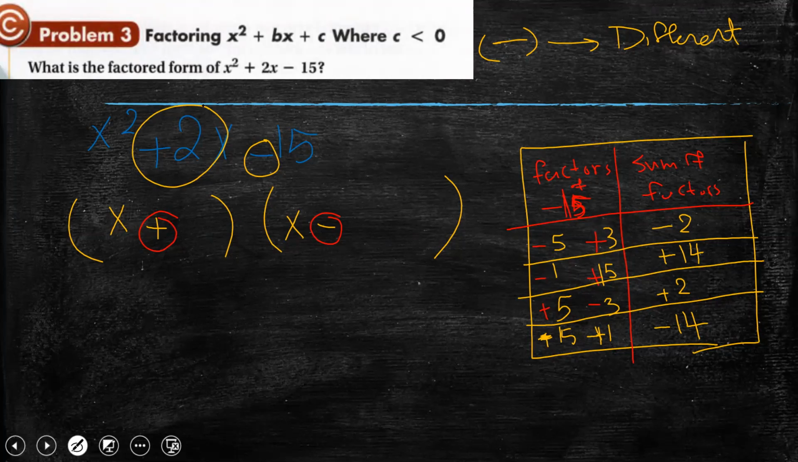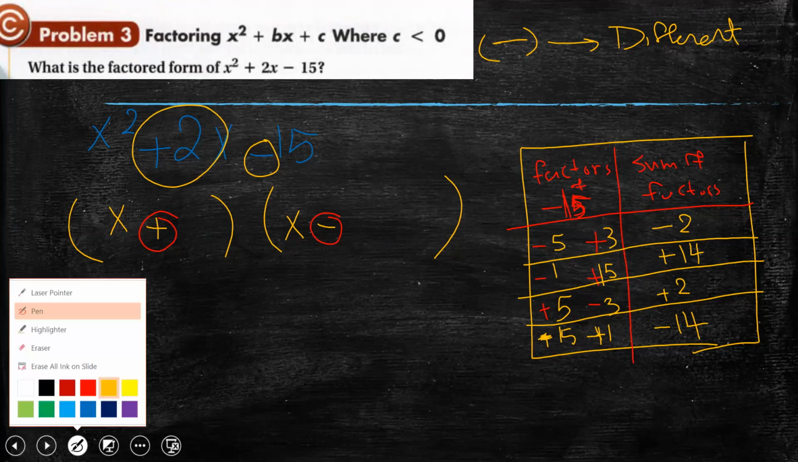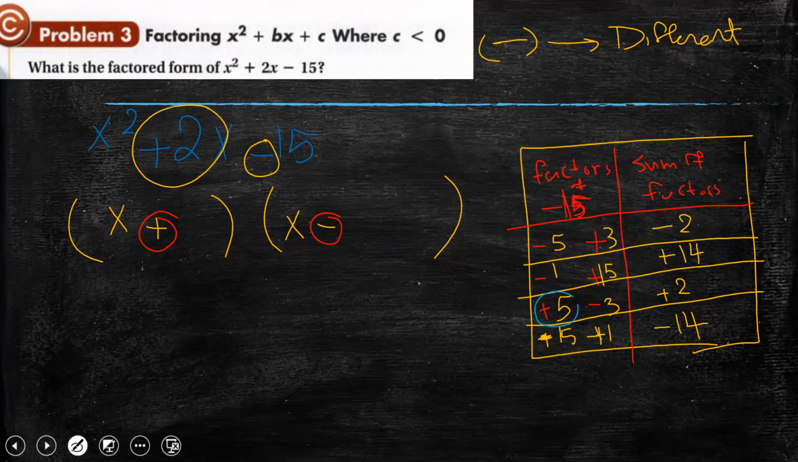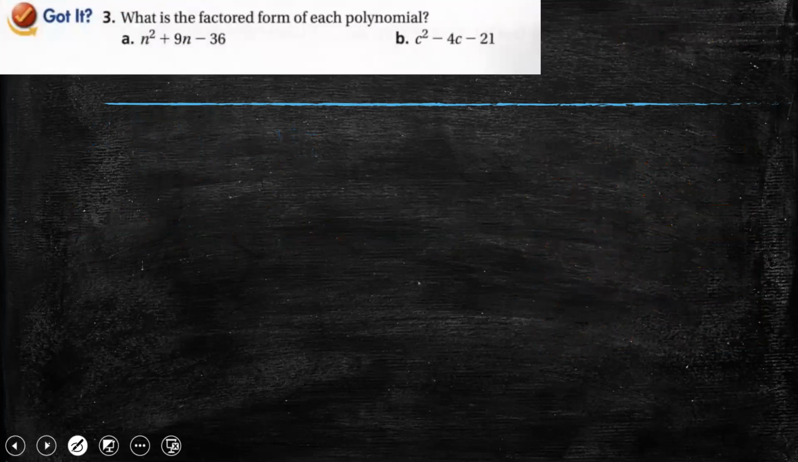It's positive 5 and negative 3. The positive, I will write it here, and the negative, I will write it here. Now we have factorized my expression. Is it clear? Yes. Let's do another example. If you find that it's not clear, please tell me.